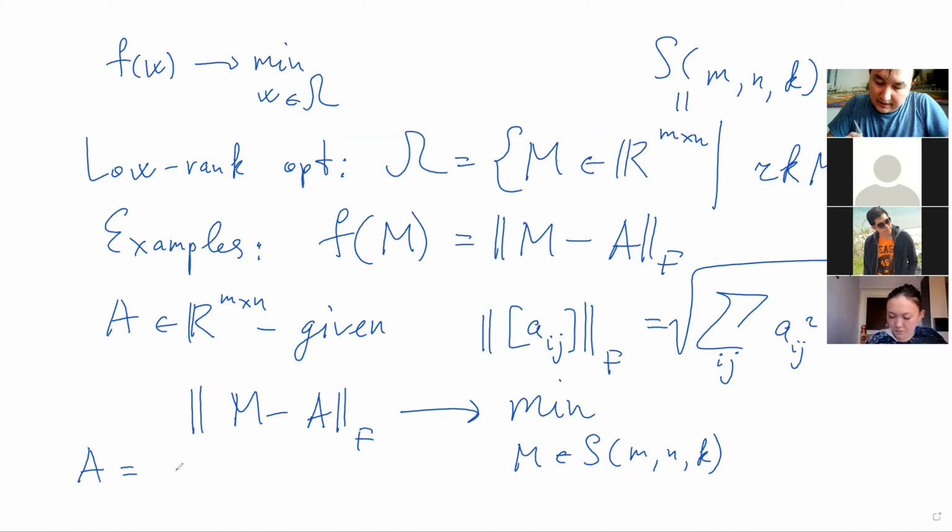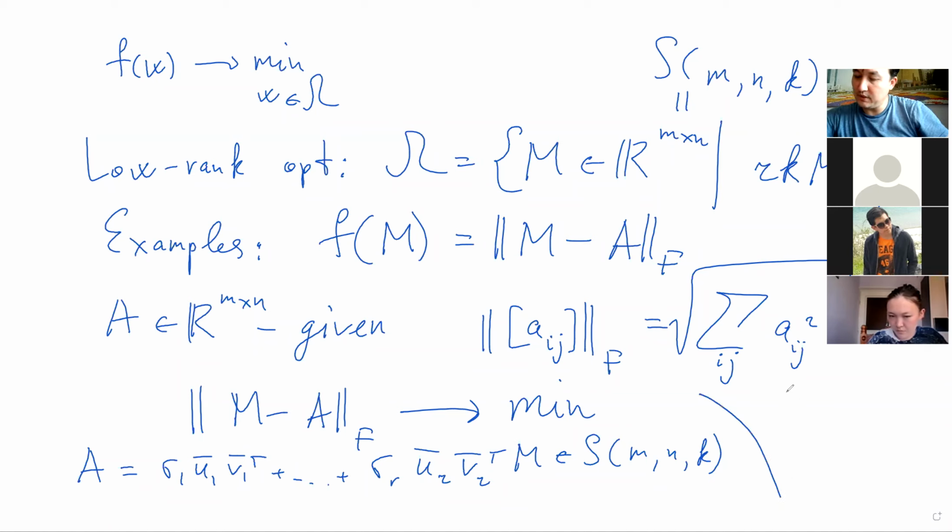It's typically like sigma_1 u_1 v_1 transposed, up to sigma_r u_r v_r transposed, where r is the rank of A. So we first represent the matrix in terms of its singular value decomposition. And it turns out that the solution to that problem is M star, which is equal to this.